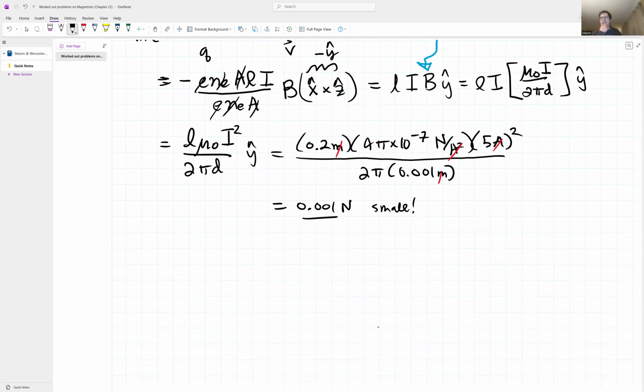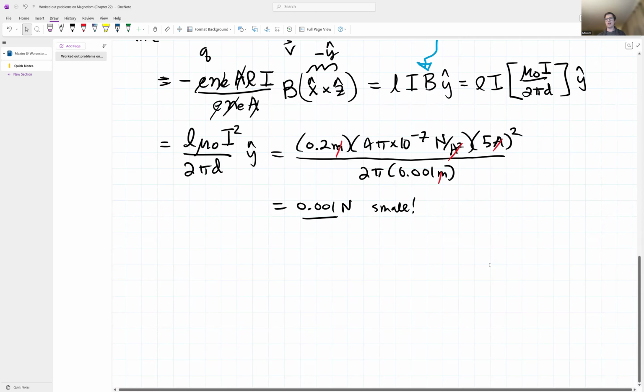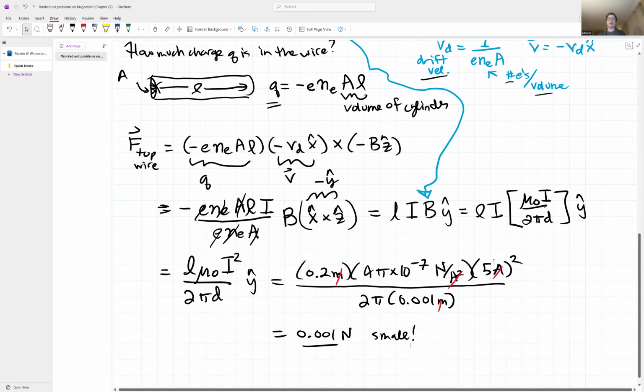So that's why in that demo I showed you from the lab, you don't see very much effect when you crank up the current. It does move the two wires apart, but it's not the world's biggest effect. So that's because the forces are small, which you now see. Okay, so that's example one.